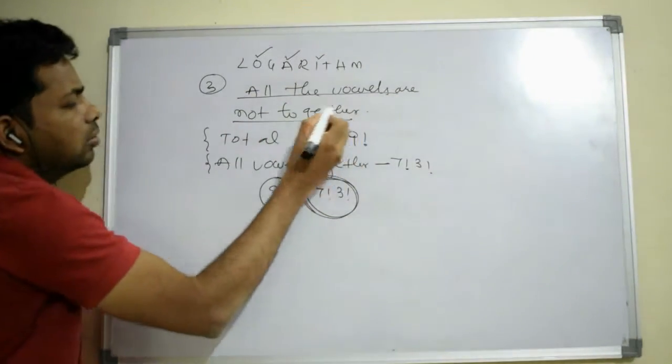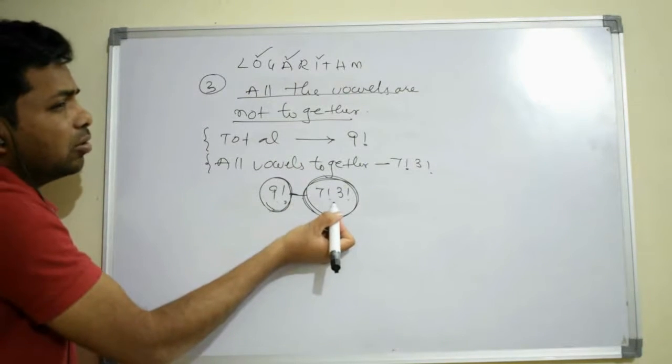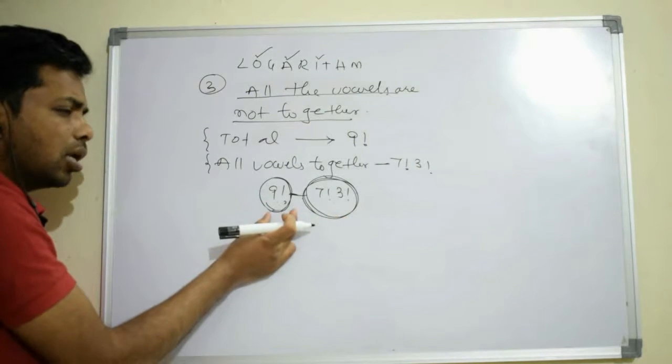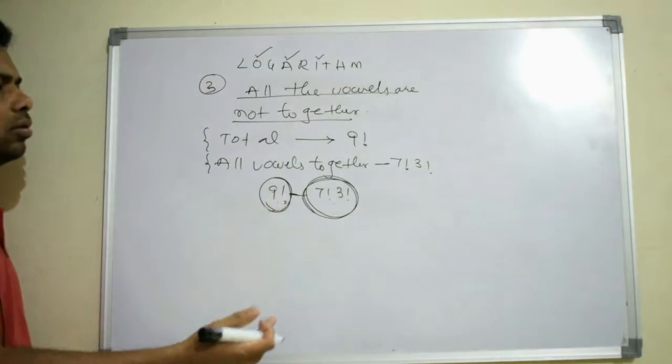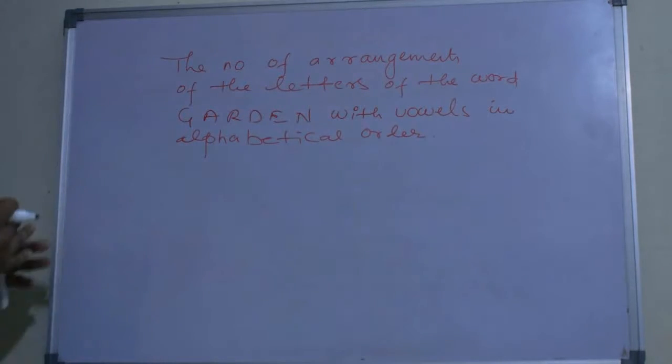All the vowels are not together. What is the result? Total number of arrangements minus all the vowels are together. So, if you remove the arrangements in which all the vowels are together, you will get the arrangements in which all the vowels are not together. Okay. You see the next problem, a little bit different from all vowels are together.